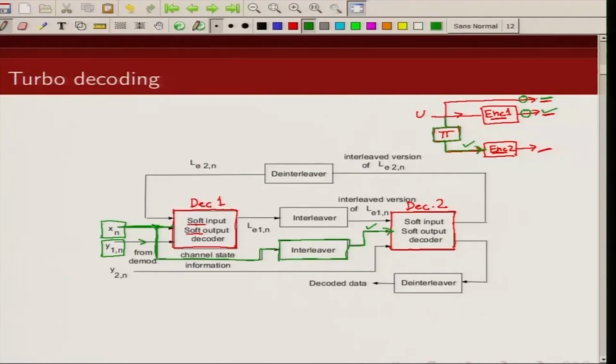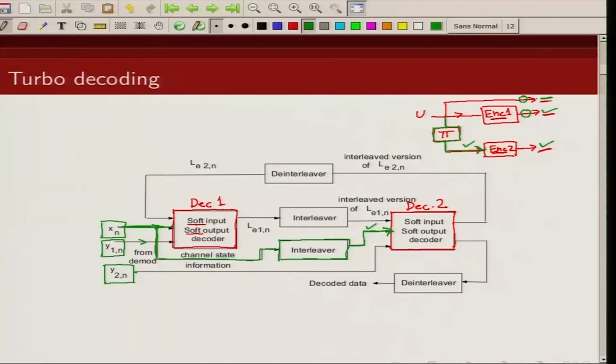From this received sequence, by interleaving, I can get back the information sequence that is being fed to this decoder. So the information sequence input to this decoder is nothing but the interleaved version of the received information sequence. Now what is the second input to this decoder? This received parity bit, which I am denoting by Y2N.